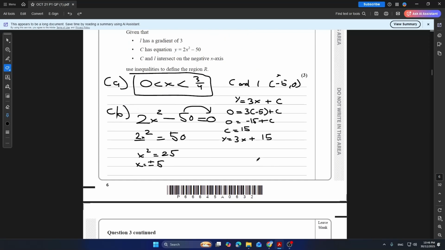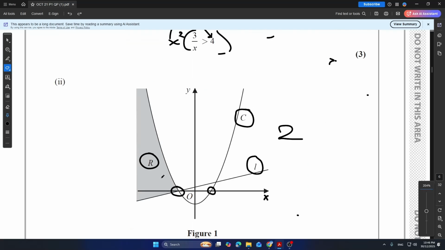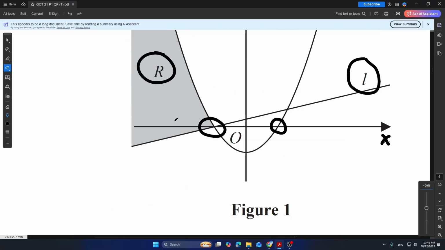Now we need to actually solve the question, which is to use the inequalities to define the region R. As you can see, when we are looking at inequalities, we need to focus on the boundary of everything.